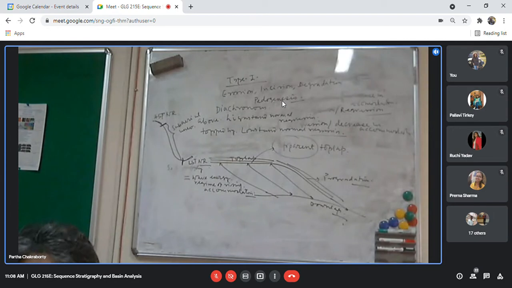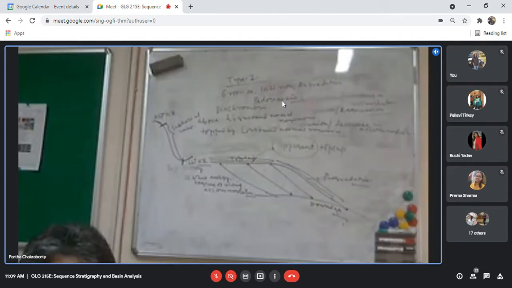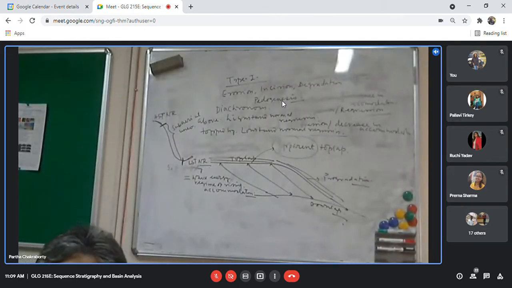And where will it go? It will go to the deeper part of the basin. Fine? In that case, how will I identify the unconformity? This is number one. And number two, if everything is not gone, then what will be the product of an unconformity? There are two cases. Am I clear? Yes, sir. So, what will be the product of an unconformity?